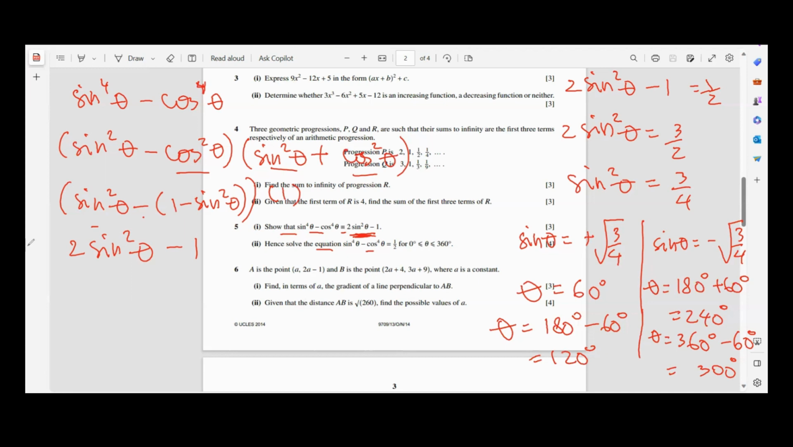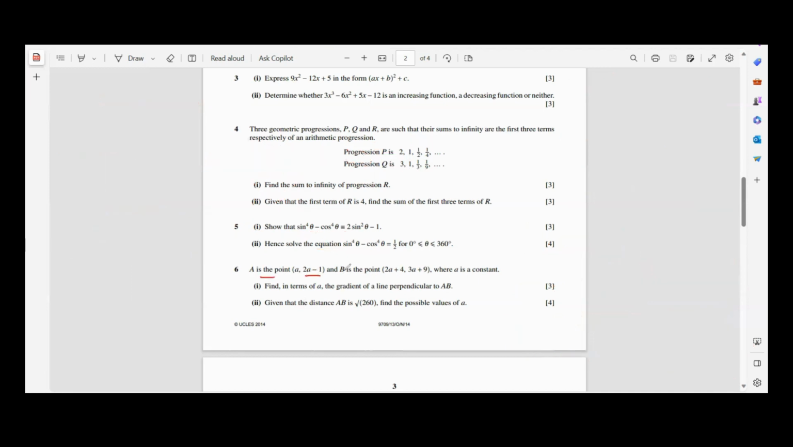Now we go to number 6. Number 6, A is the point of this, B is the point of this. Find in terms of a the gradient of a line perpendicular to AB. So remember, whenever we hear about perpendicular, we have to do gradient. So the gradient of AB is equal to, okay, this should be 2a minus 1 minus 2 by, so 3a plus 9 over, and then we have a minus 2a plus 4.